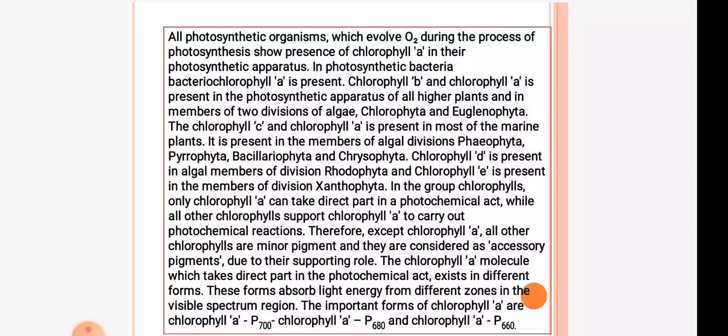These forms absorb light energy from different zones in the visible spectrum region: chlorophyll A P700, chlorophyll A P680 and chlorophyll A P660. These are the important forms of chlorophyll.